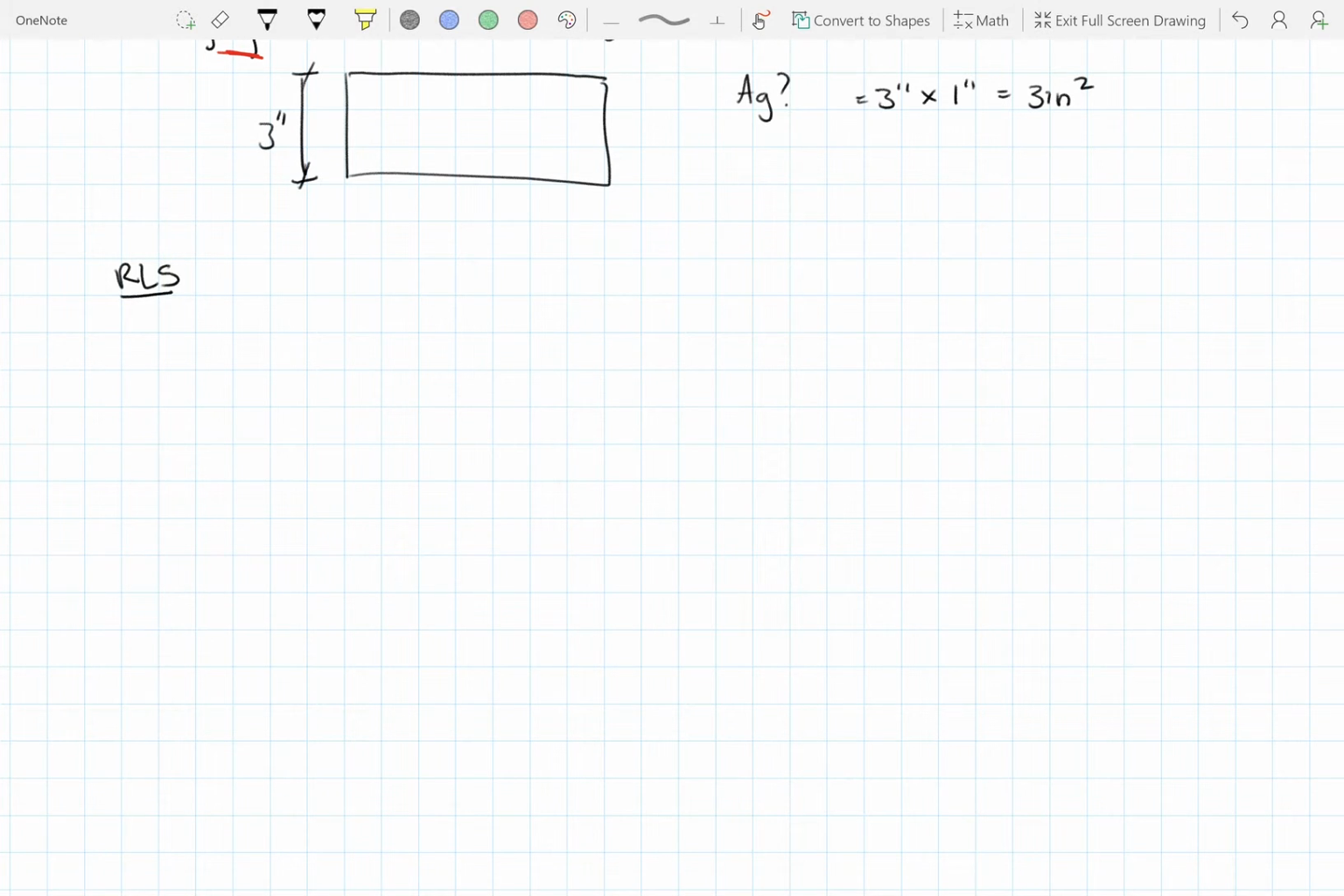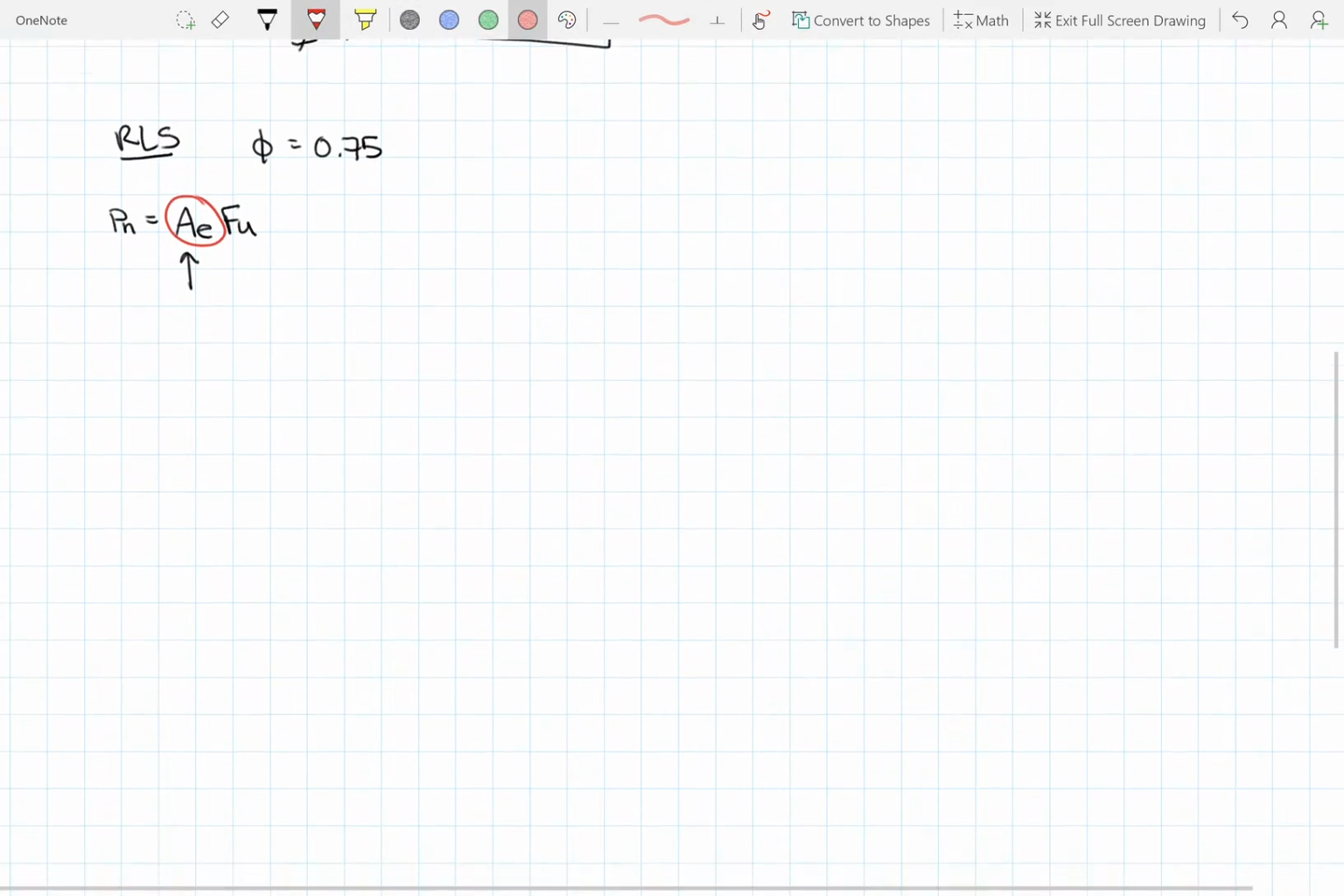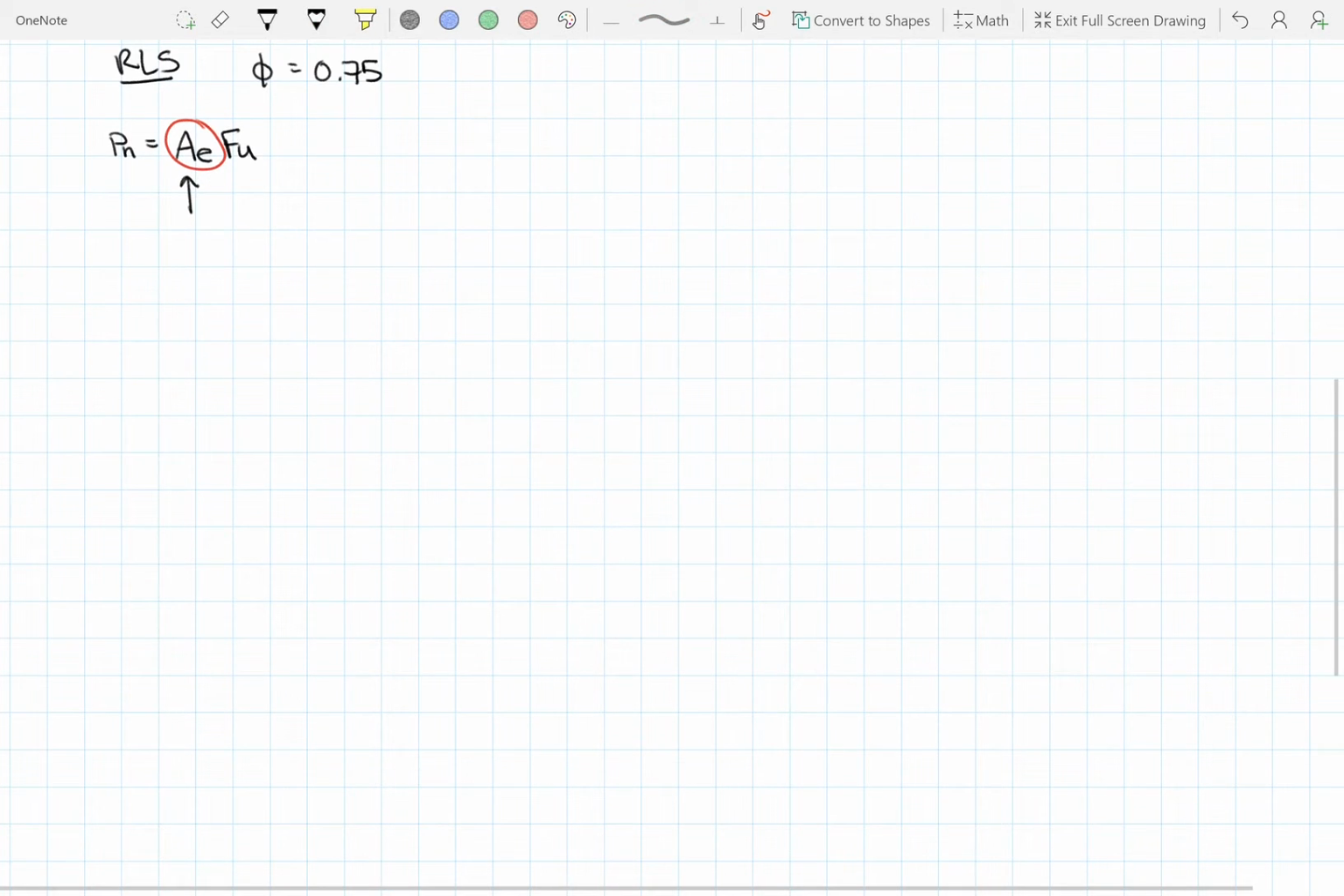So in the rupture limit state, it's brittle, so we know phi is going to be less. They use 0.75. And in the rupture limit state, the formula for P_n is equal to the effective area times the ultimate stress of your steel, F_u. So the effective net area is the big deal in this section, right? This is what we've spent a lot of time talking about. So let me just talk about it again really quick.